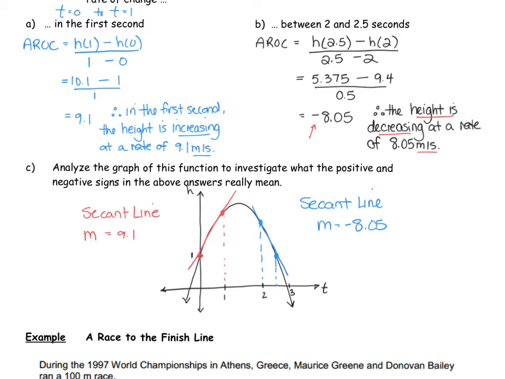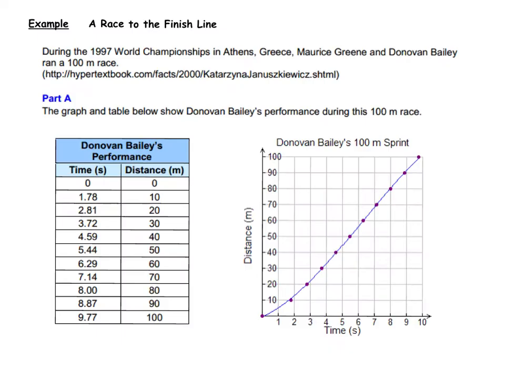Okay, so that's the graphical interpretation of what we mean. Let's take a look at another one. In this next example, we're going to take a look at a graph. During the 1997 World Championships in Athens, Donovan Bailey, remember I told you about him, that he was a runner, ran a 100-meter race.